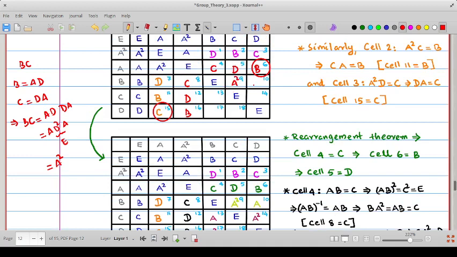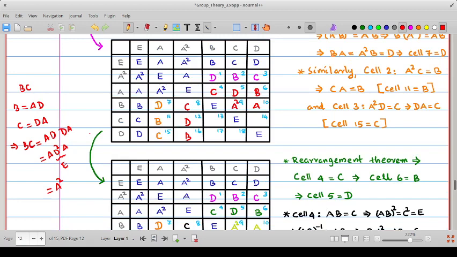Now examining this row, cell number 10 should be filled with the only remaining element, and that is A. So as we can see, if we look at this column corresponding to D, there is only one vacant cell. It is filled with D, C, B, A and E. So the only remaining element is A square here.